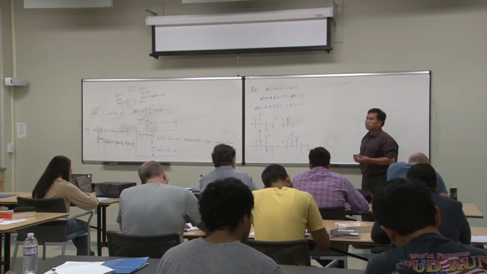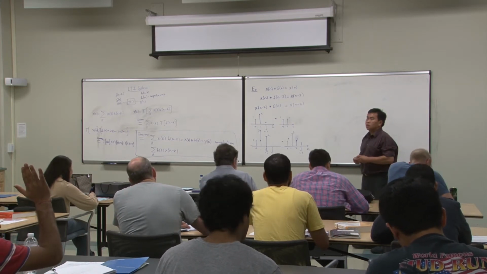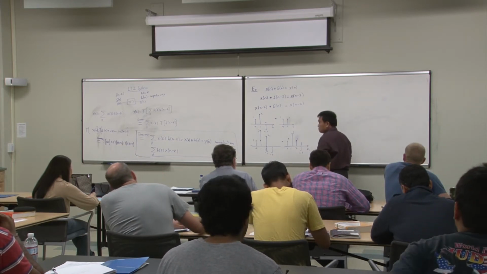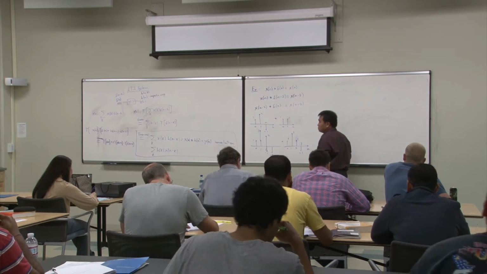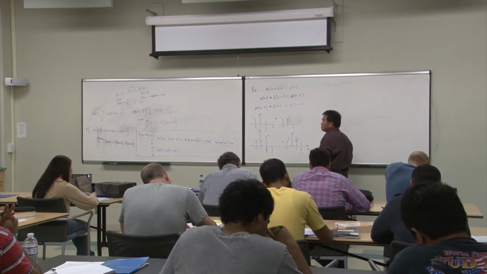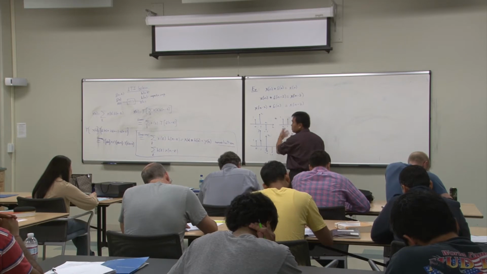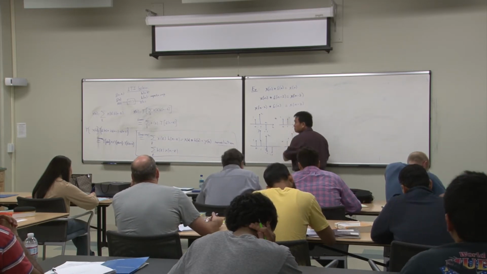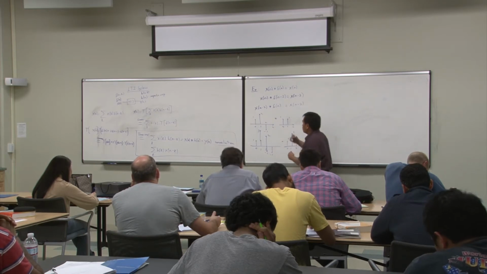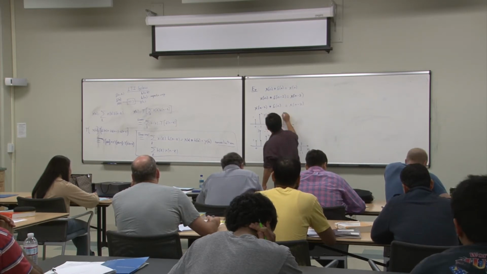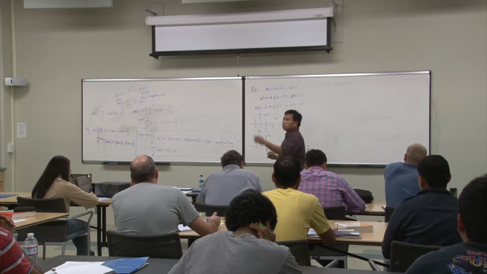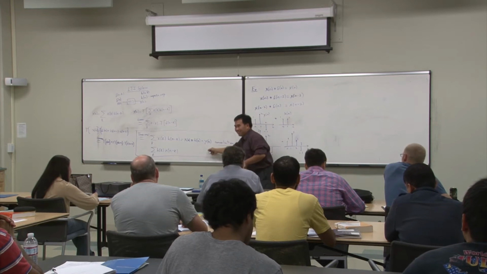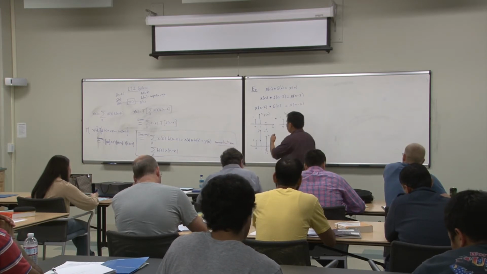Is that too fast? Didn't get it? Let's go again. You can take one of those sequences, or open another sequence. One is x of n and the other one is delta n. Yes? Don't you have to flip it or something? So I will do it here. I'm doing it this way.